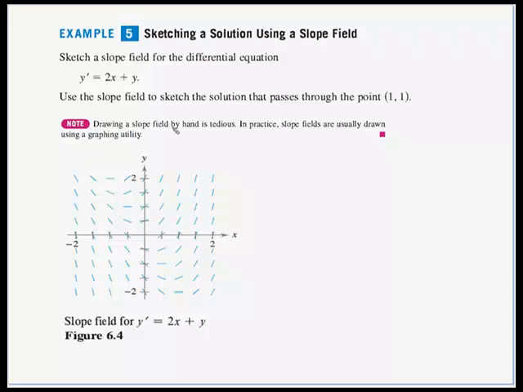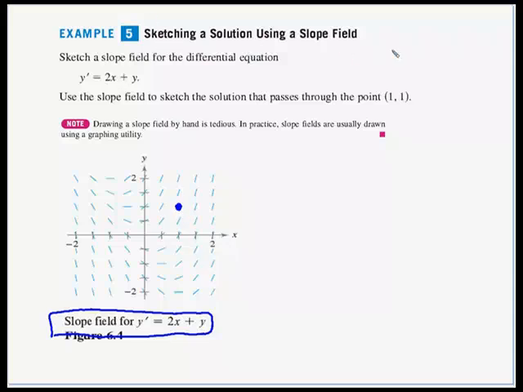And there's a little note here: drawing a slope field by hand is tedious. In practice, slope fields are usually drawn with a graphing utility. So here is the slope field they're giving us for our given differential equation. Slope, or y prime, is equal to 2x plus y. And they want us to sketch the solution that passes through this given point (1, 1). So if we go over here and to here, this would be (1, 1). We know that that is on our solution curve.